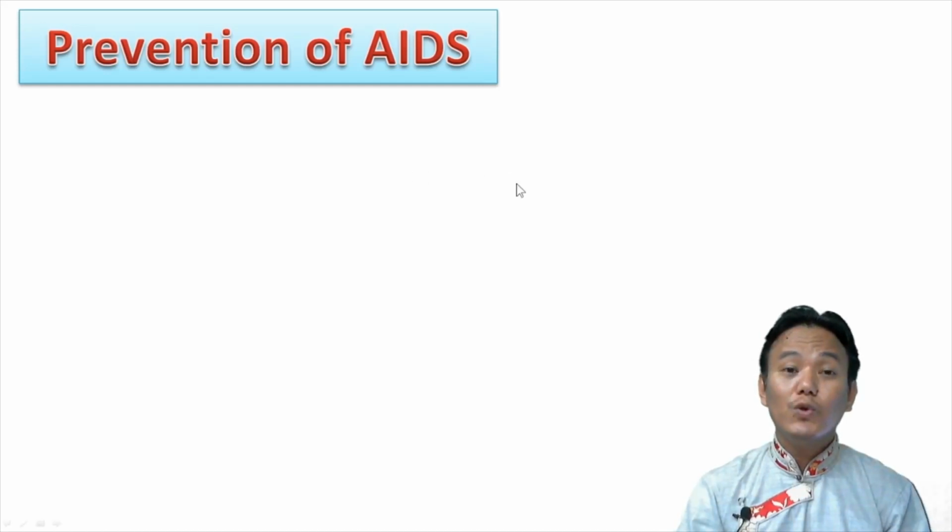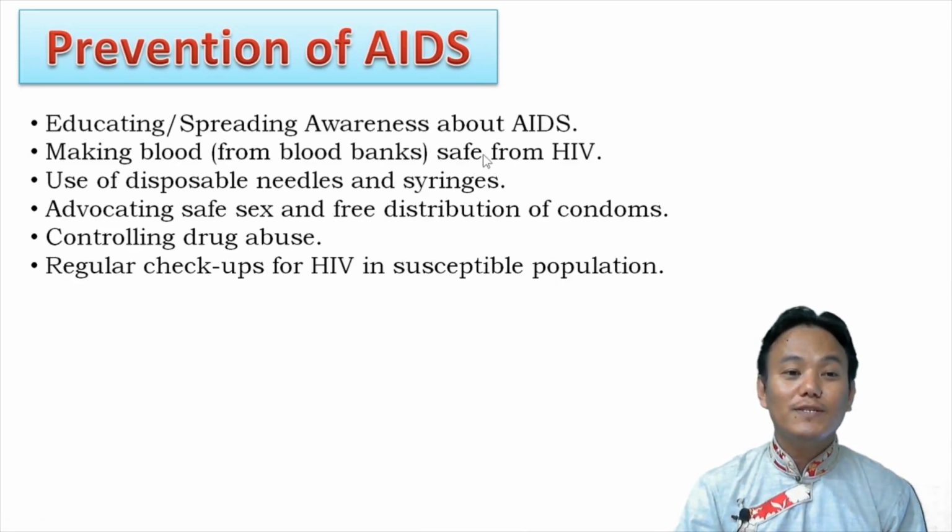Since there is no cure for AIDS, prevention is said to be the best option. So what are the prevention measures available for AIDS? The first one is educating or spreading awareness about AIDS. Educating and spreading awareness about AIDS among the general population can control the spread of the HIV virus.